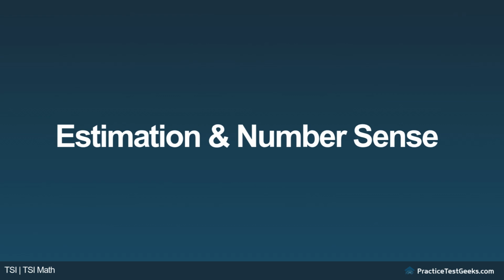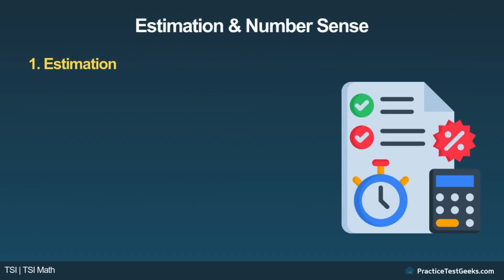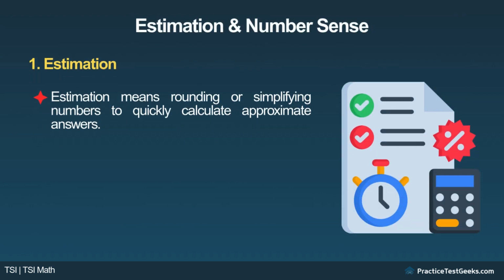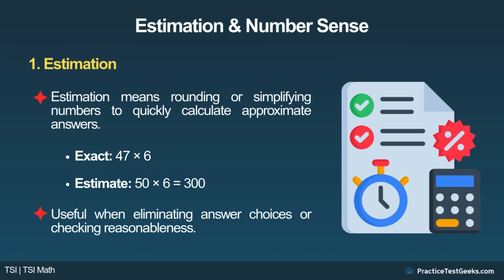Estimation and number sense. 1. Estimation. Estimation means rounding or simplifying numbers to quickly calculate approximate answers. Exact, 47 times 6. Estimate, 50 times 6 equals 300. Useful when eliminating answer choices or checking reasonableness.